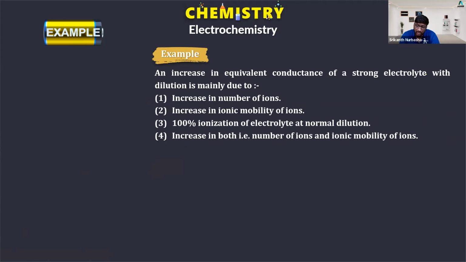An increase in equivalent conductance of a strong electrolyte with dilution is mainly due to what? Not an increase in the number of ions. With dilution in a strong electrolyte, the number of ions is the same because it is a strong electrolyte. If I take HCl in this much volume, it undergoes complete dissociation. If I add more water, the H plus and Cl minus ions are the same, because HCl is already completely dissociated. Increase in ionic mobility of ions is true, because with dilution the electrostatic force of attraction between oppositely charged ions decreases, so mobility increases.